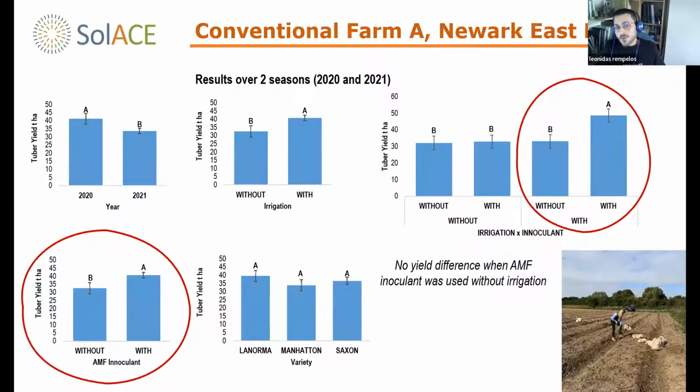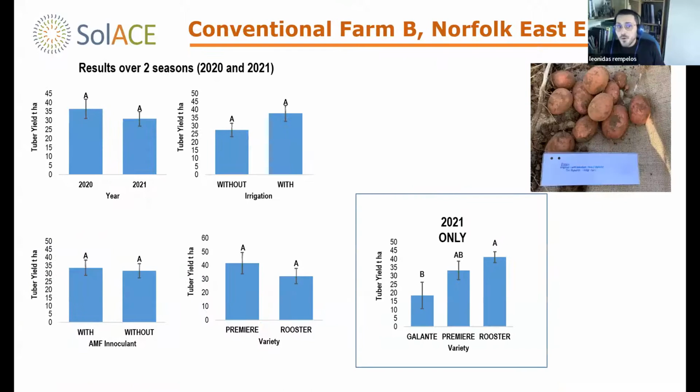So for the first conventional farm, inoculants increase potato yield only when irrigation was used, so it's consistent, while there is no significant variation between inoculation and the potato varieties that the farmer used. On the other hand, for the other conventional farm, there is no effect of AMF inoculation, and that's quite interesting.